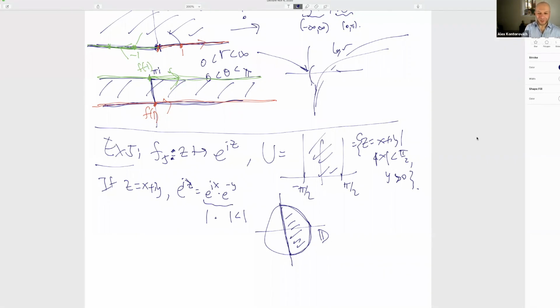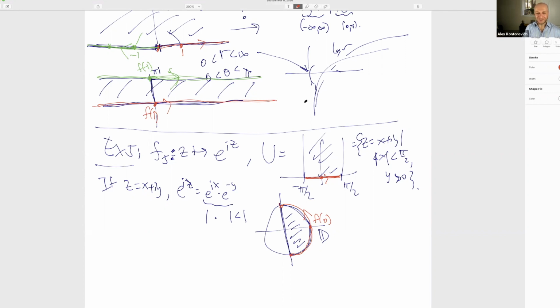So let's see where pieces go to. What about if we're purely real and we go from minus pi over 2 to pi over 2? Where's that? Does everybody see that? So in particular, 0 goes to 1. So this is f of 0. And if we move this way, we get to pi over 2. E to the i pi over 2 is up here. And e to the minus i pi over 2 is over here.